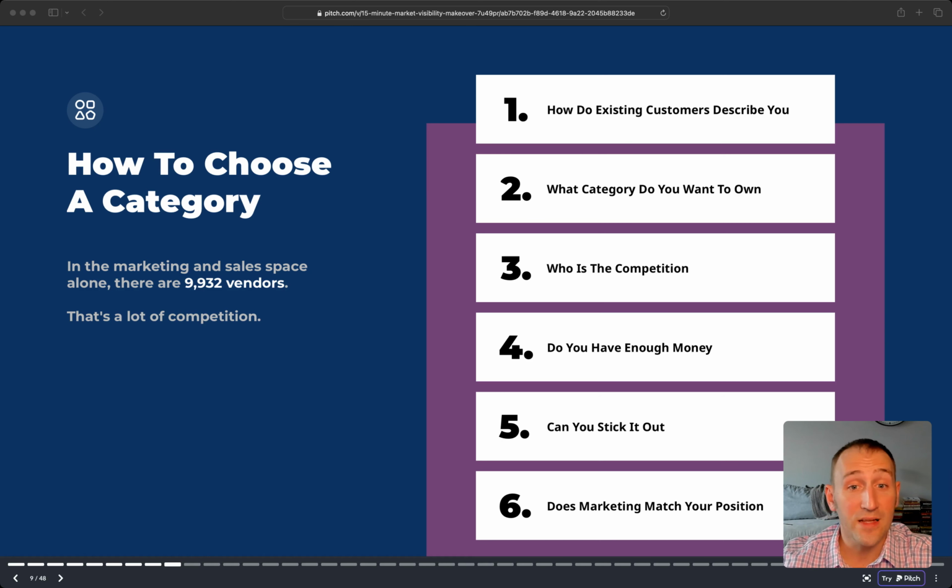Let's go places. Da da da da da, I'm loving it, and you are in good hands. Once you have captured a position in the market, the worst thing you could do is change too much and lose the category you worked so hard to claim.